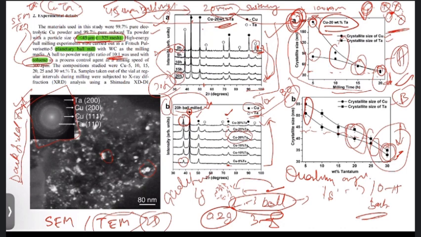Dark field image. It is a dark field image. Good answer. But what is the technique used to get this image? For this image, we have used TEM, right? TEM technique we have used. What is the technique we have used to get this image?